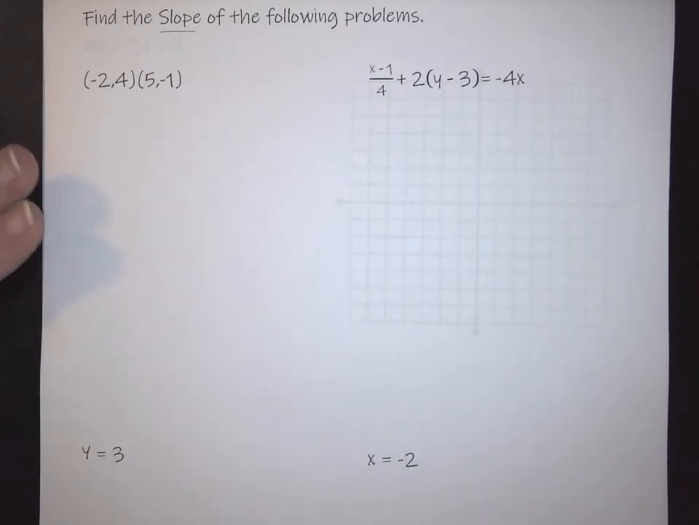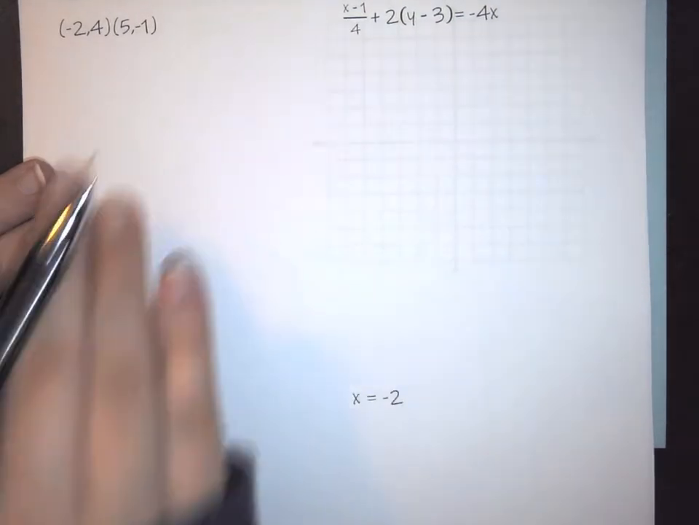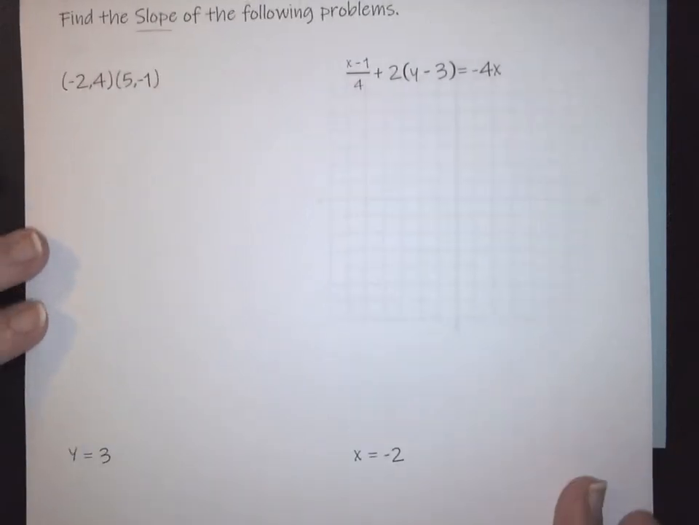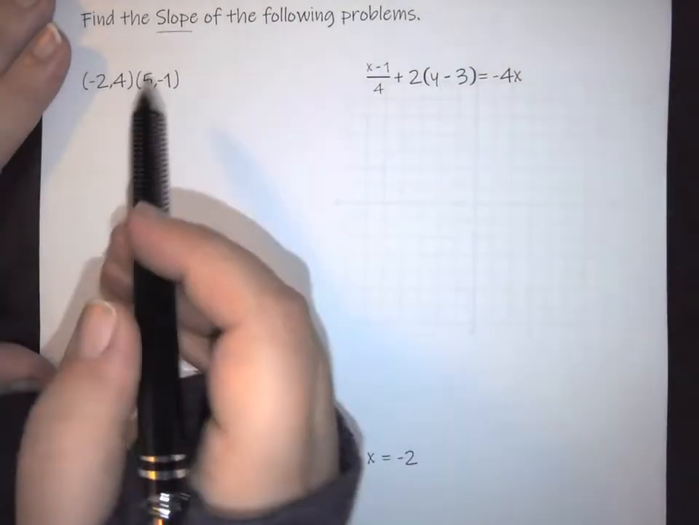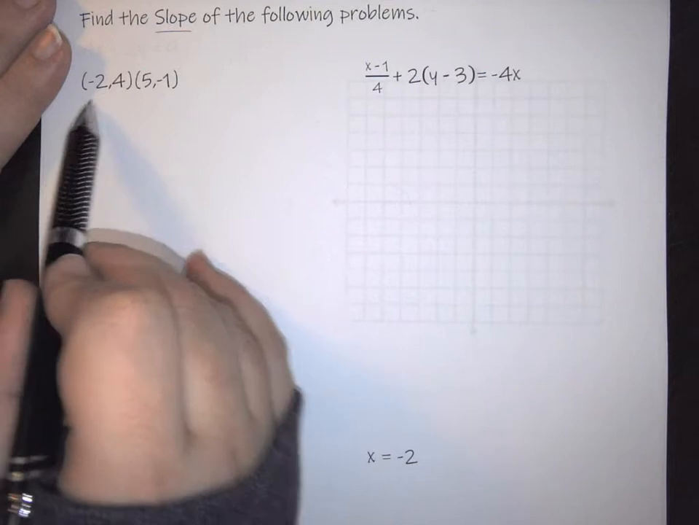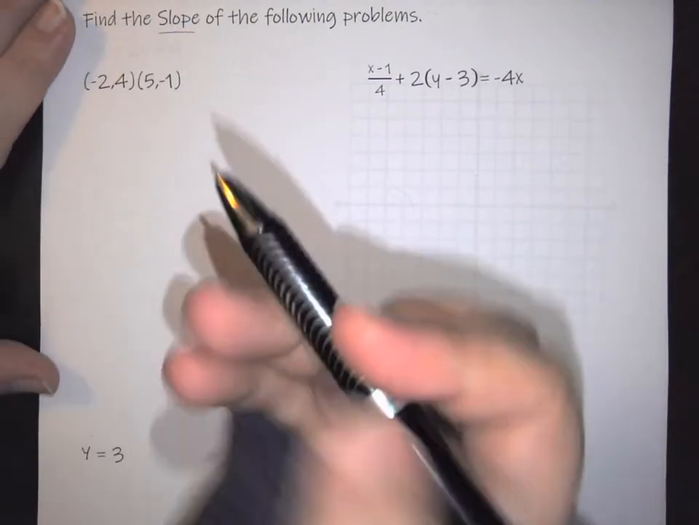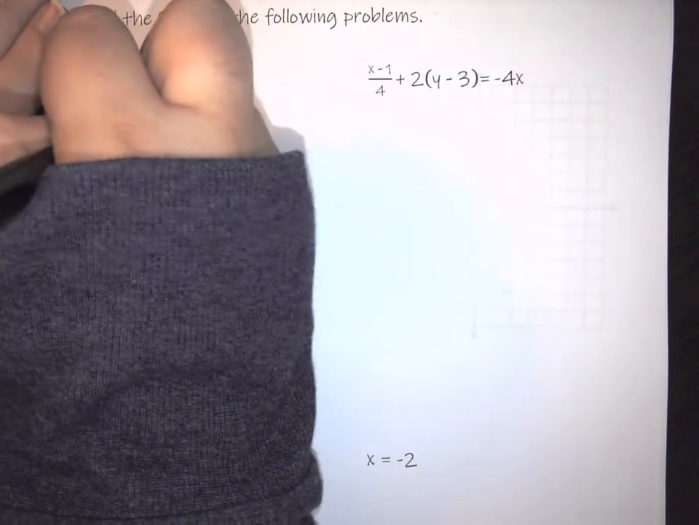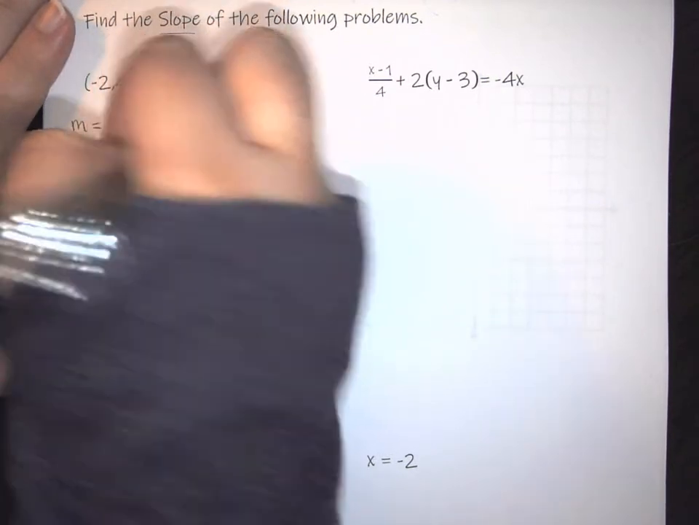As you can see here, I've got a couple different examples, and notice all four of these examples are written out and displayed in different forms. So this first one is considered to be your coordinate points. We're just giving you 2 points, and to find the slope you have to use the slope formula. That says y2 minus y1 over x2 minus x1.